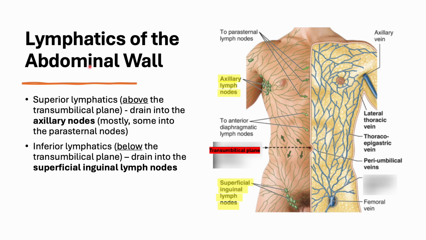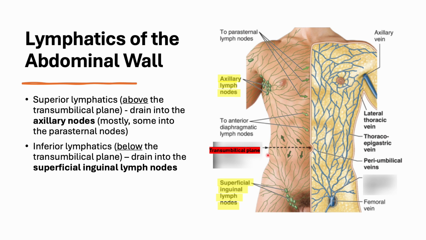All right, and then lastly, the lymphatics of the abdominal wall. To keep it pretty simple, we're going to go back full circle. We talked before about what makes up the 4-quadrant system, and one of the planes was the transumbilical plane, and that's what we're going to use to determine whether the lymphatics are going up here or down here.